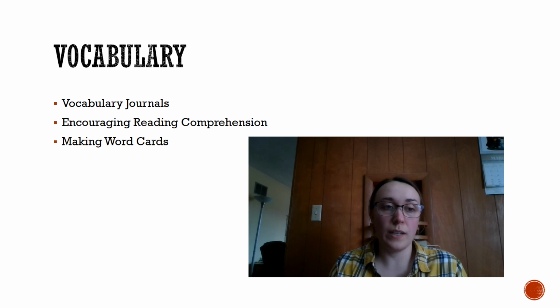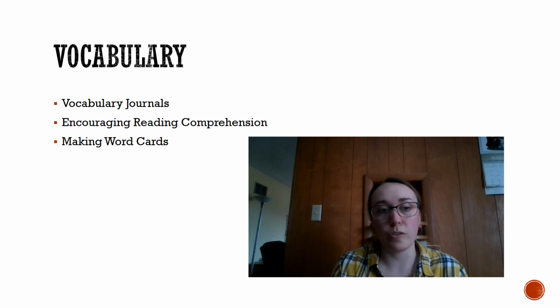Vocabulary. So these are the words that are spoken in a sentence, and we are assessing whether or not they can understand what those words mean when they're put into a sentence. So I have three more strategies of what we can do to help build vocabulary with our students.